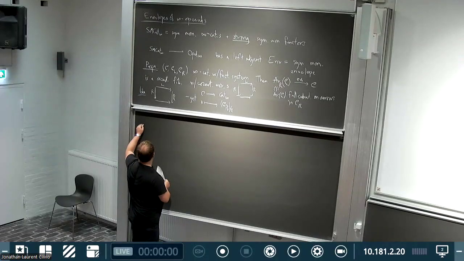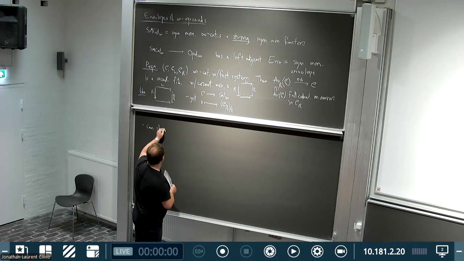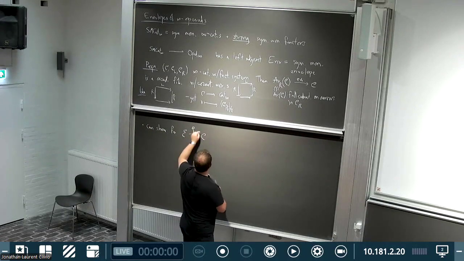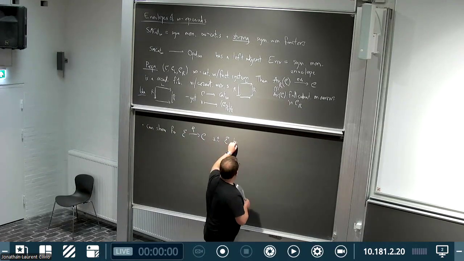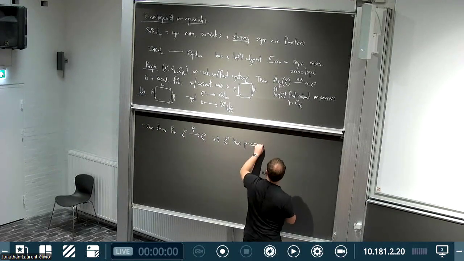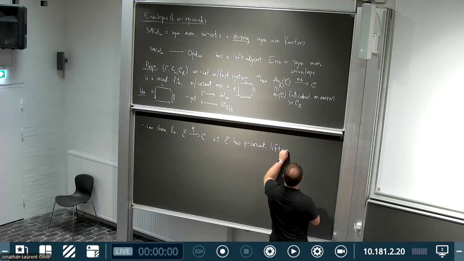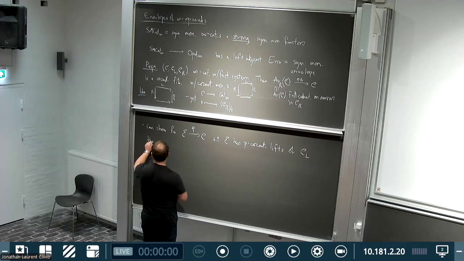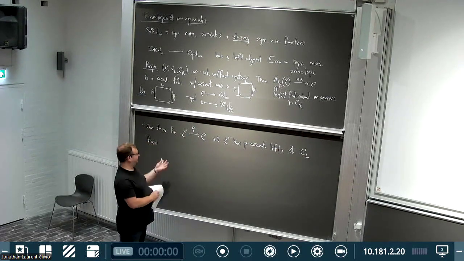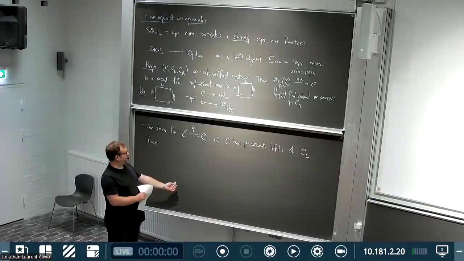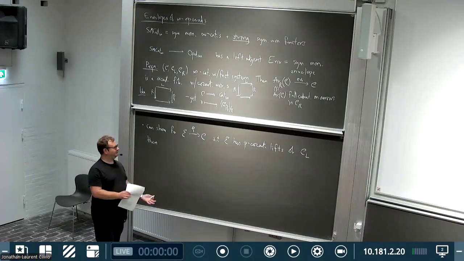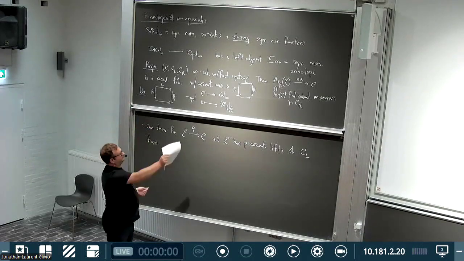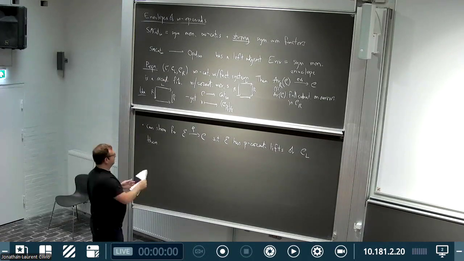In particular, we can also show: if I have P from E to C, such that P has Cartesian lifts of the left class in C, then there's a way to freely adjoin Cartesian lifts of all morphisms in C using this construction here, with arrows from the right class.